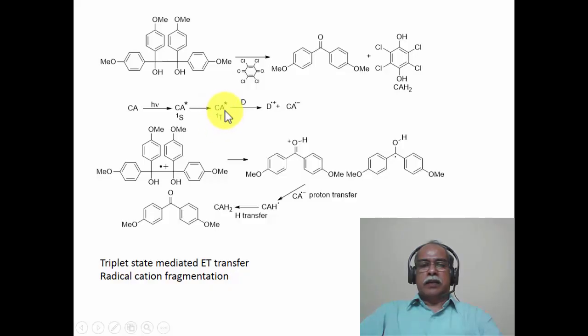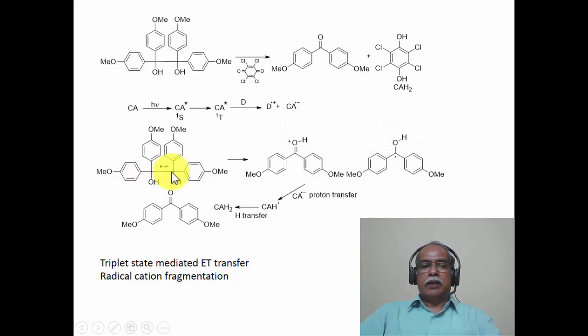The triplet excited state chloranil is a strong oxidizing agent. It oxidizes the donor to the cation radical. In the process, it produces the anion radical of itself. The cation radical that is produced corresponds to this donor, and this bond becomes extremely weak and it fragments to give the protonated dimethoxyphenyl ketone and the corresponding radical, because when the homolysis takes place across this carbon-carbon bond, the charge resides on one carbon and the radical center resides on the other carbon.